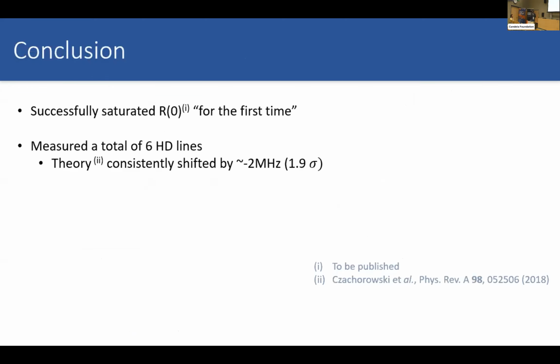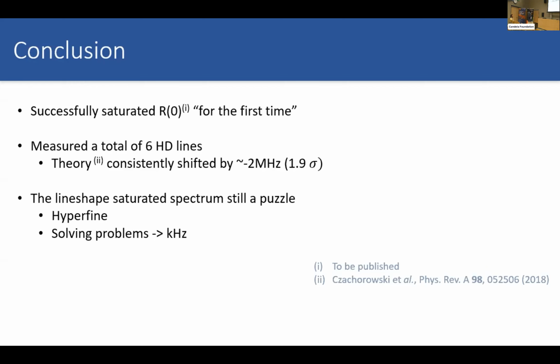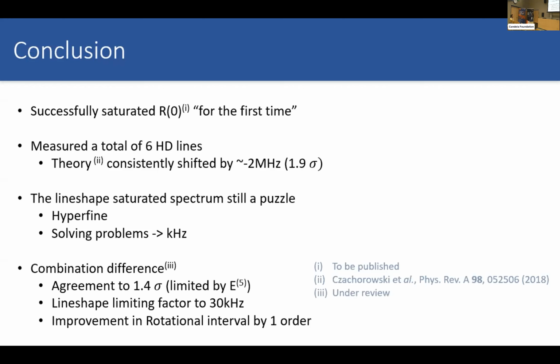I just wanted to say that we successfully saturated R0 for the first time, well, with our Chinese competitor as well. And we measured a total of 6 HD lines where all of them looked alike, except for the P1, and theoretically constantly shifted by minus 2 megahertz. And the line shape spectra of the vibrational transition HD is still a puzzle. And if we could even resolve one hyperfine transition, that could help us to go normally below kilohertz if we put much effort to do it.